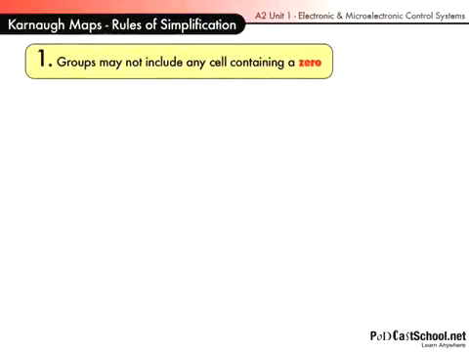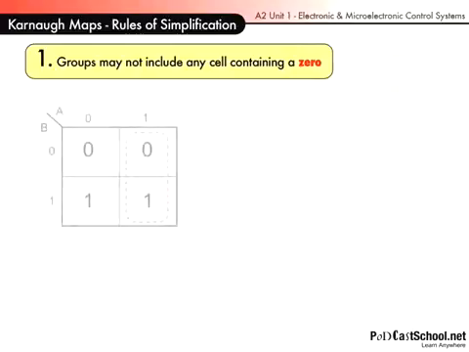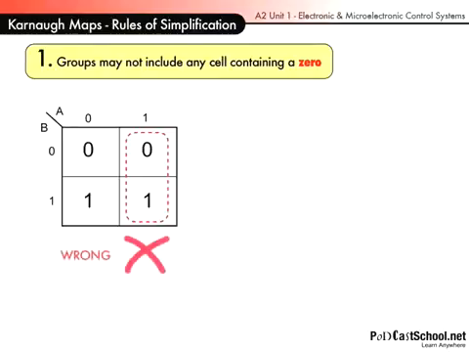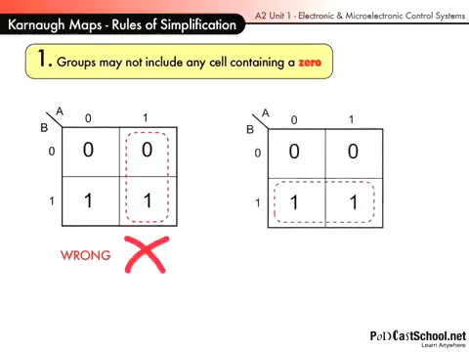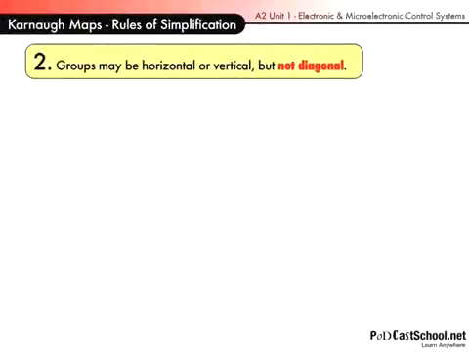So rule number 1 is groups may not include any cell containing a 0. So this is obviously wrong because a 0 is grouped here, whereas that would have been the correct way to group this. So that's correct. Now we're going to go through examples at the end, so don't worry if you're not too sure what's happening at the moment. Just watch this podcast and things might become clear.